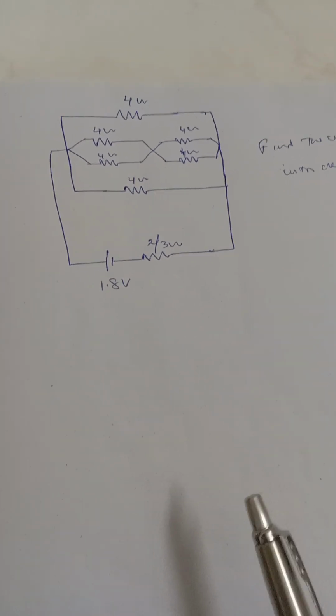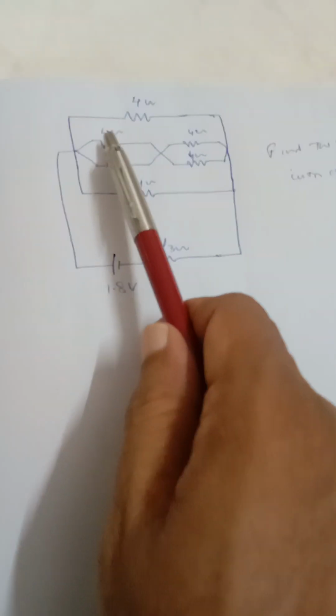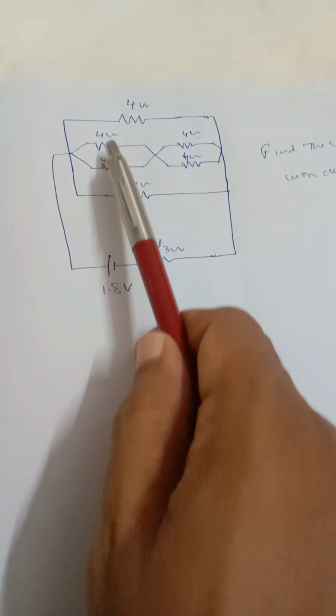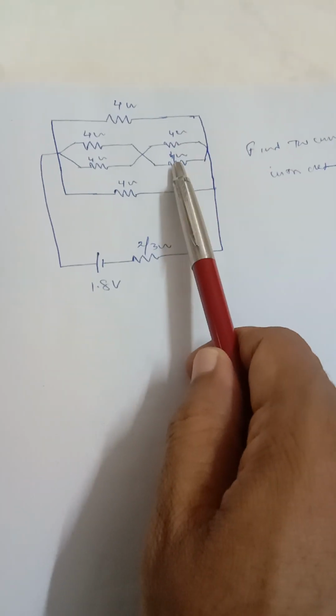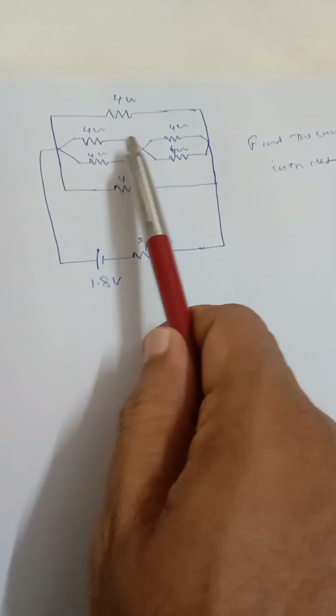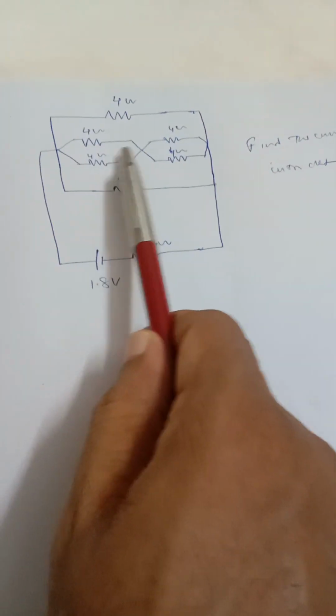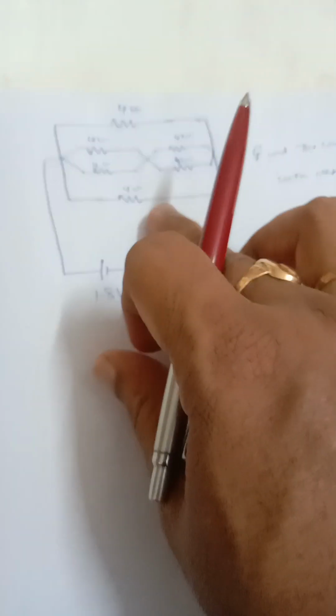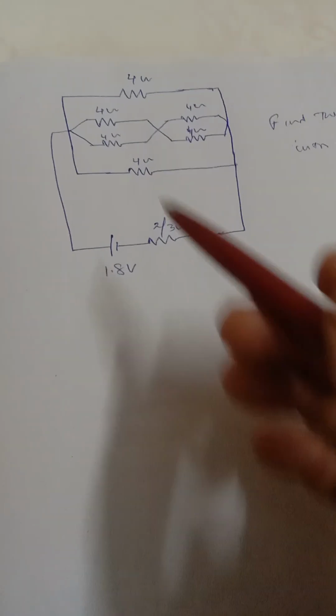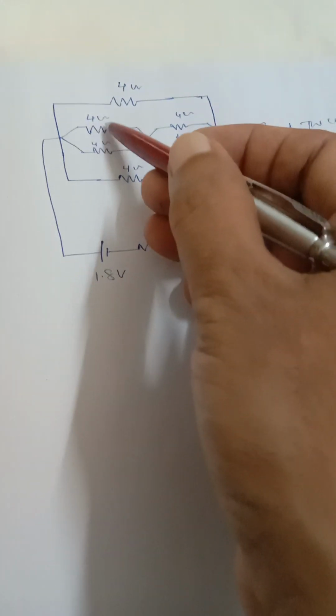By seeing this, we can conclude that these two 4 ohms are in parallel combination. Similarly, these two 4 ohms are also in parallel combination. This combination and this combination are in series combination. So first I resolve these two. Again, after drawing this equivalent circuit, you can see that these three are again in parallel. First I will draw for this. This 4 and this 4 are in parallel combination.